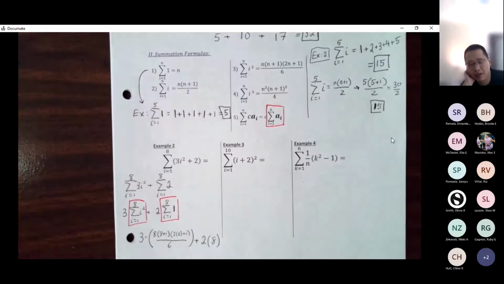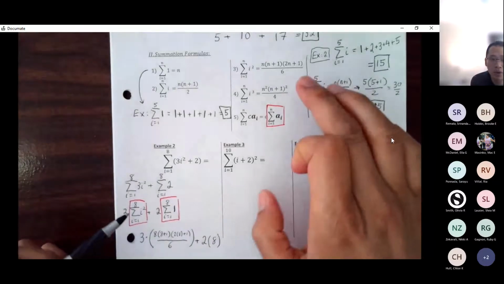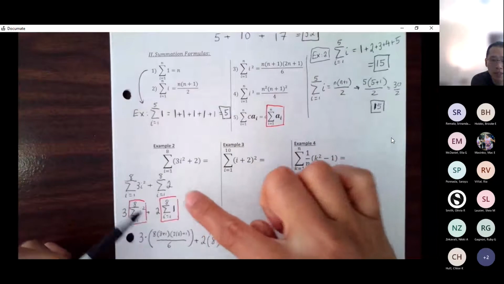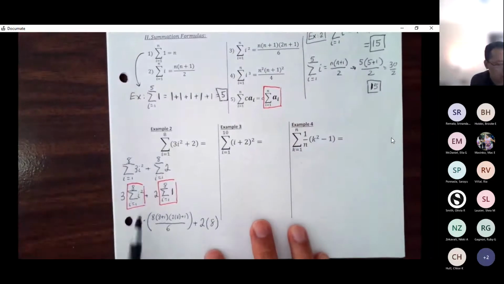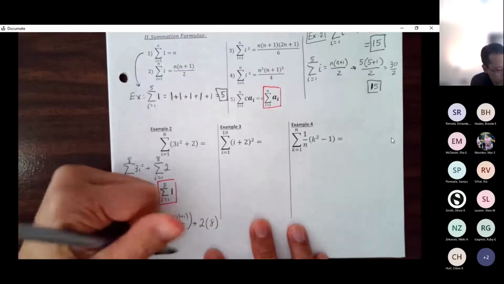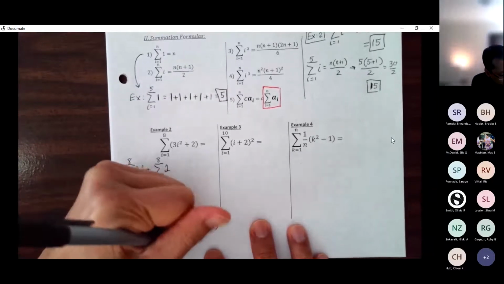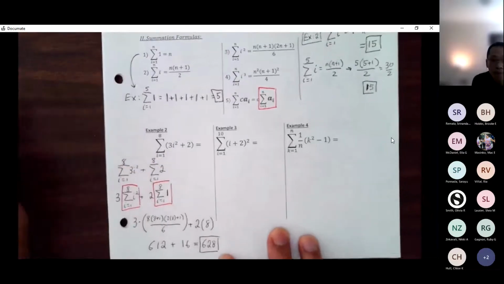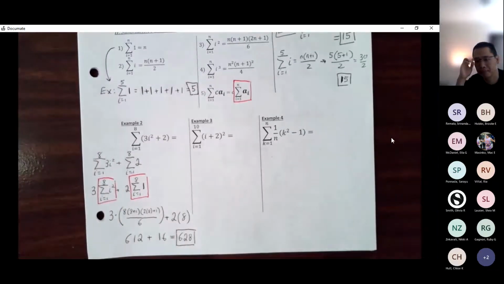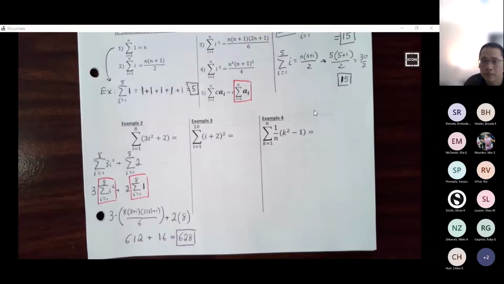Okay, so now it's just a bunch of numbers that we can multiply and add together using our calculator. Any questions so far? Does everybody see how we're using the rules to help us get this down to a number? Okay, so 8 times 9 times 17 all over 6 times 3. In the calculator, that will give us 612 plus 16. Okay, any questions so far?